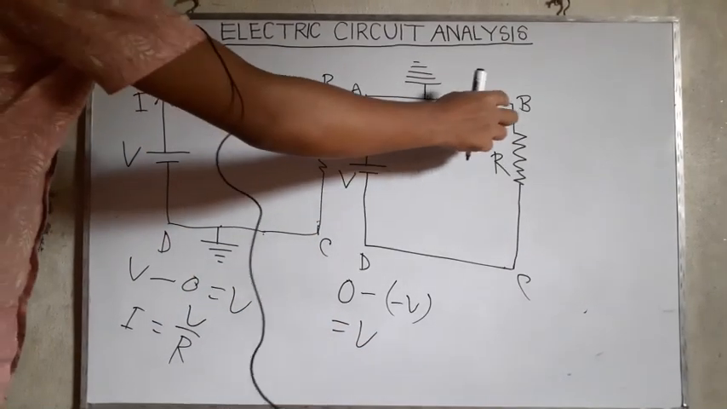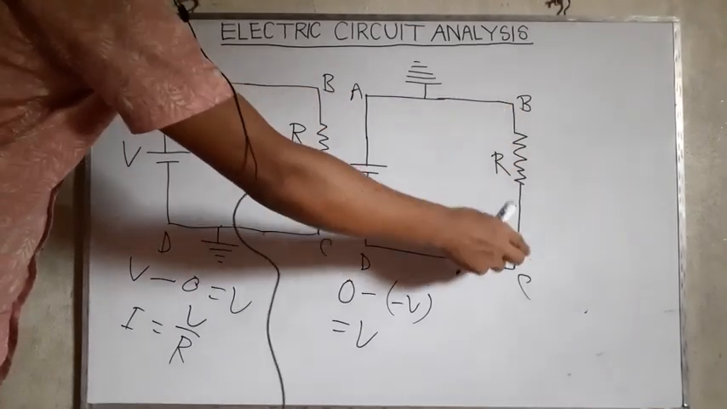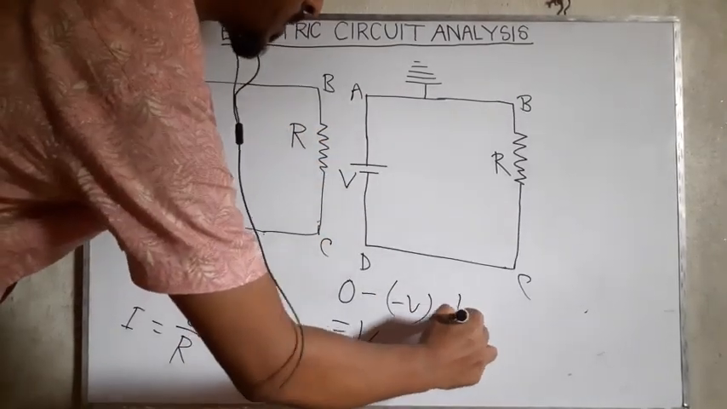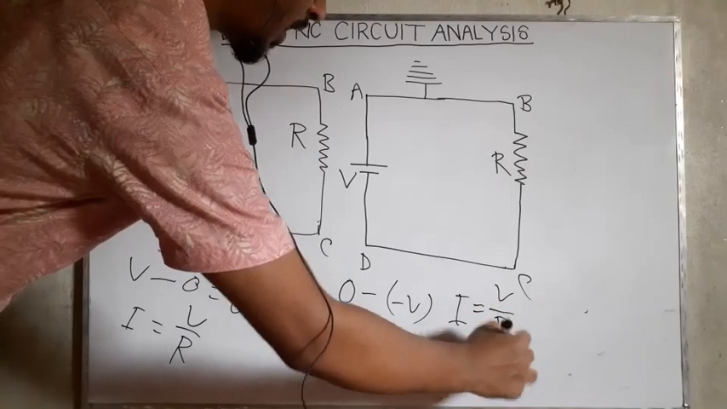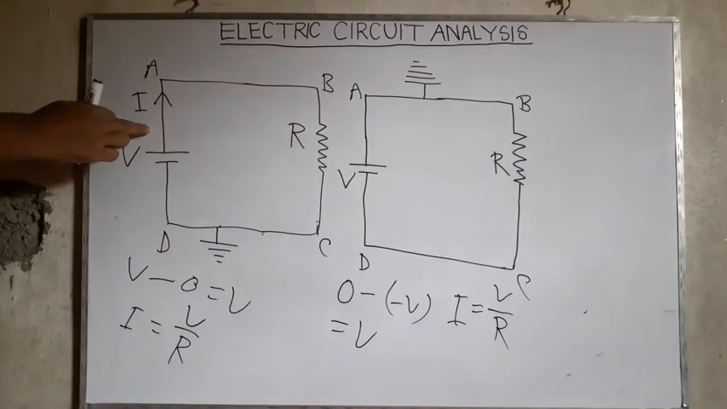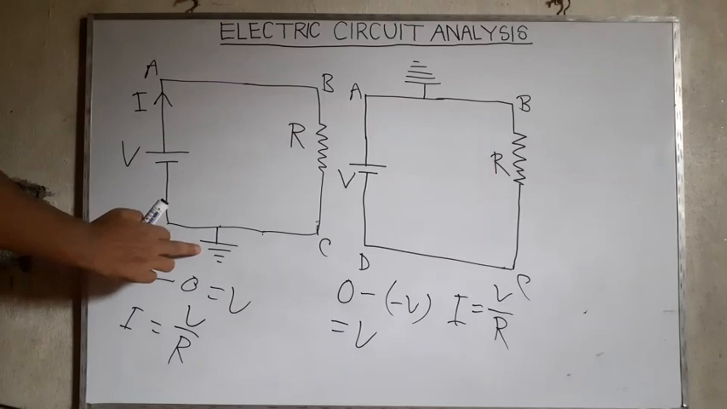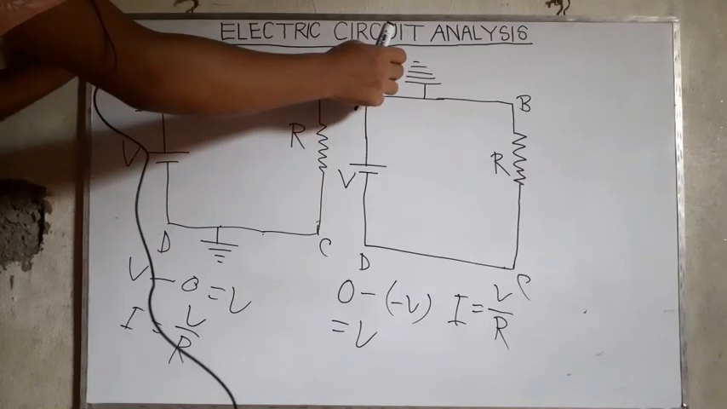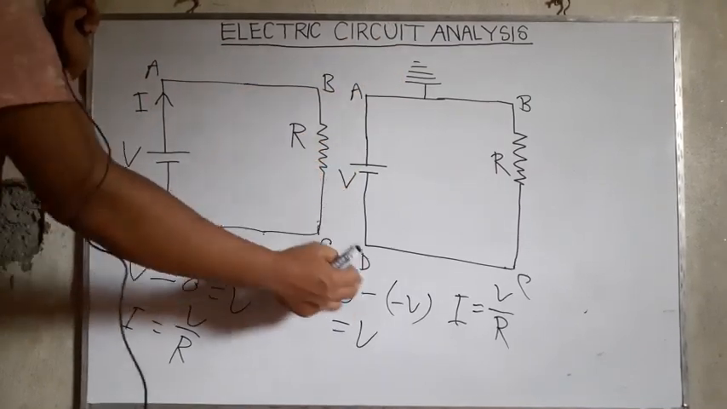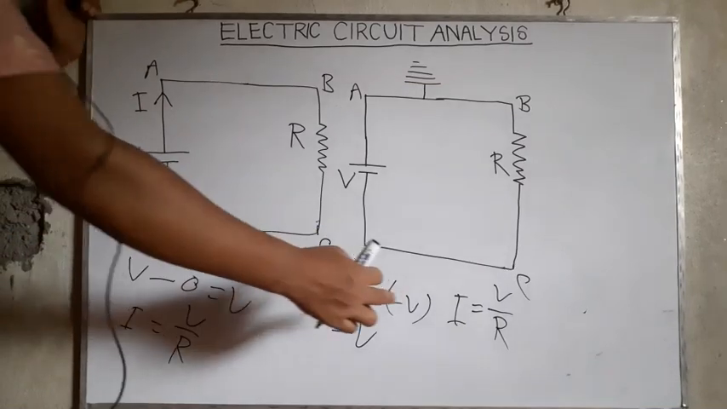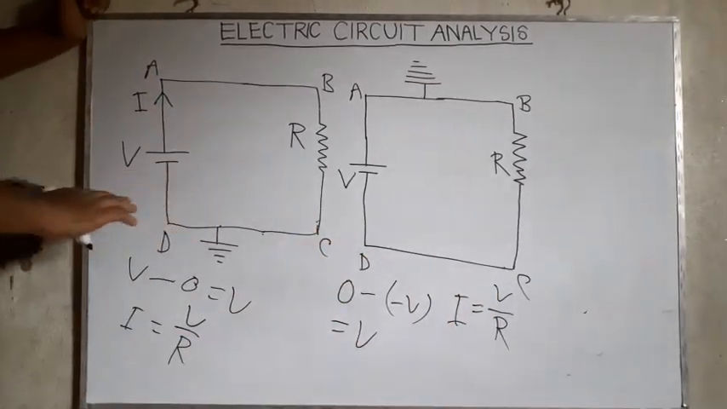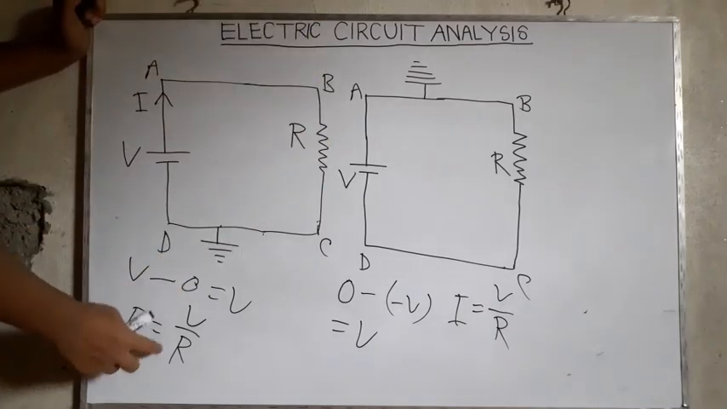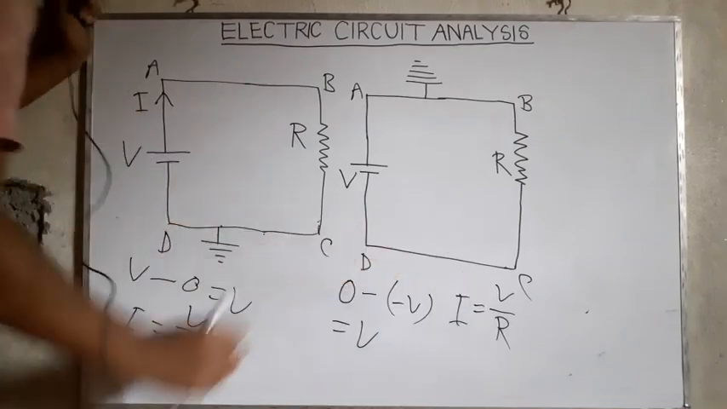In this case the potential difference between the two ends, that is B and C points, is V volt and the resistance is R. Therefore in this case I is equal to V divided by R. In the first circuit, higher potential at V volt, lower potential at 0 volt, and current I is equal to V divided by R. Here higher potential is at 0 volt and lower potential is at minus V volt, and in this case current I is equal to V divided by R. In the two circuits, the current flowing through the circuits is the same, I is equal to V divided by R, and here also I is equal to V divided by R.